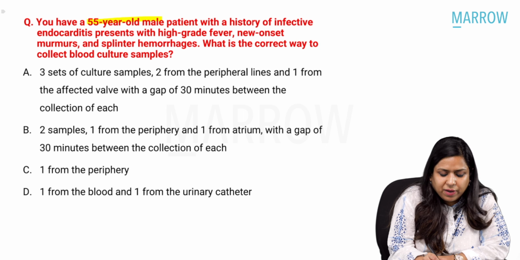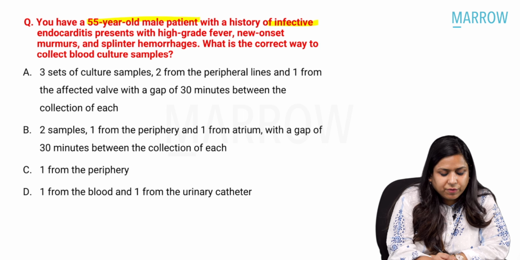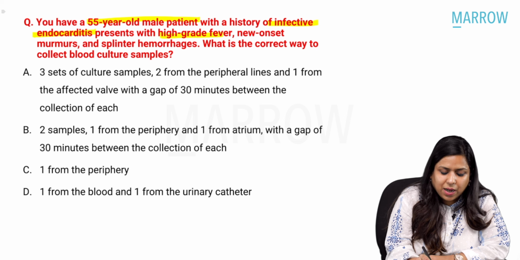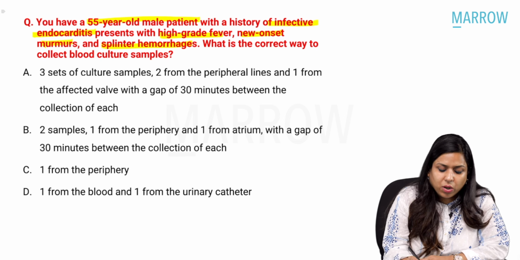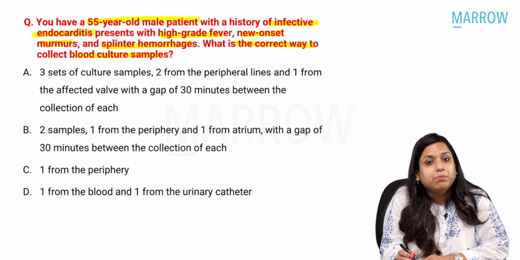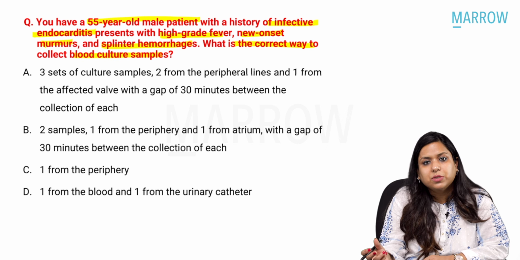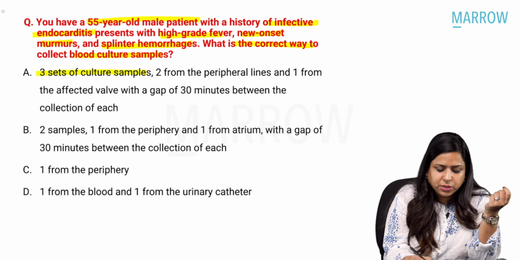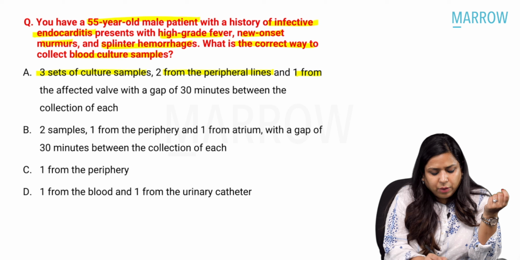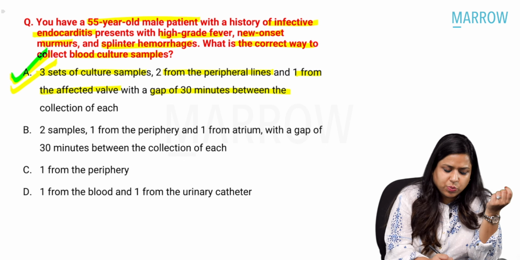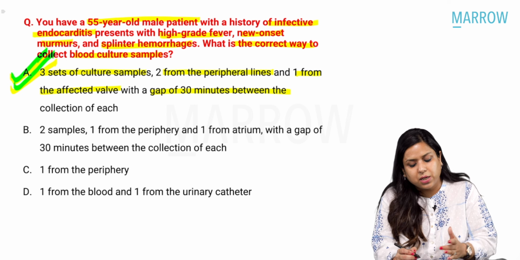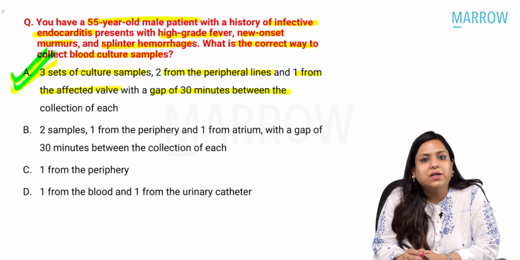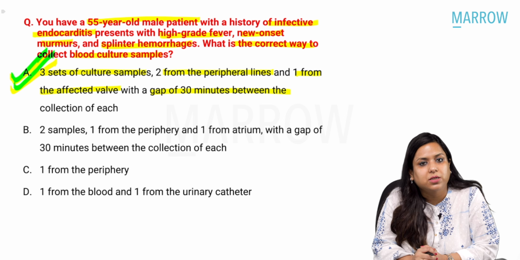You have a 55-year-old male patient with a history of infective endocarditis who presents with high-grade fever, new onset murmurs and splinter hemorrhages, right? What is the correct way to collect the blood culture samples? How do you collect the blood culture samples, students? Firstly, how many samples do you need? You need 3 sets of culture samples. 2 from the peripheral lines and 1 from the affected site with a gap of 30 minutes between each collection. So this was a direct factual question, students. This is what we require in an infective endocarditis patient. So this was the answer.